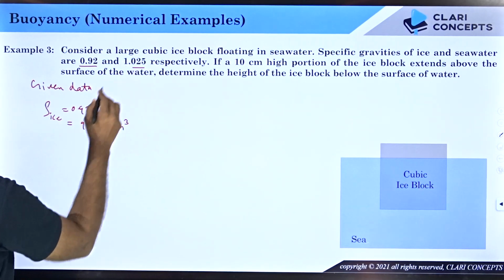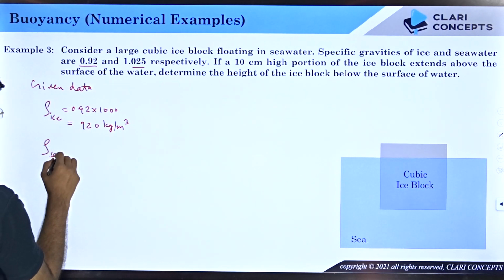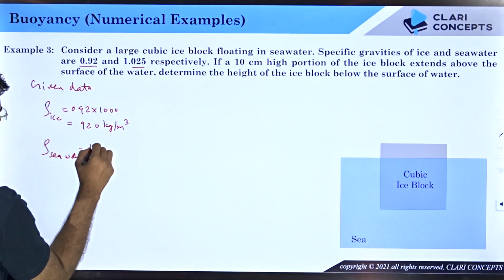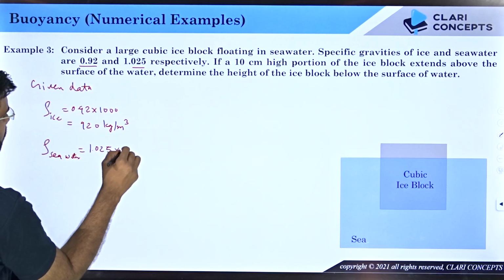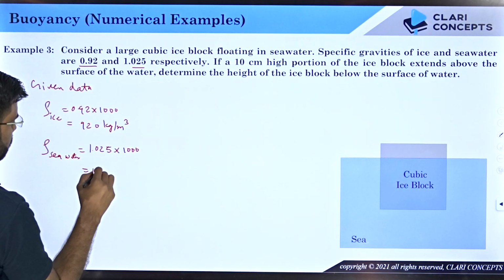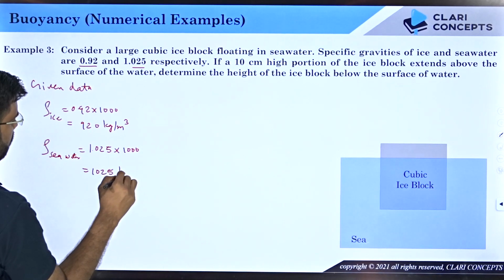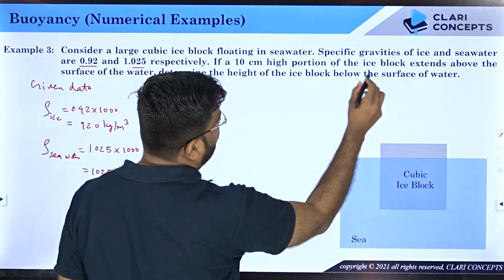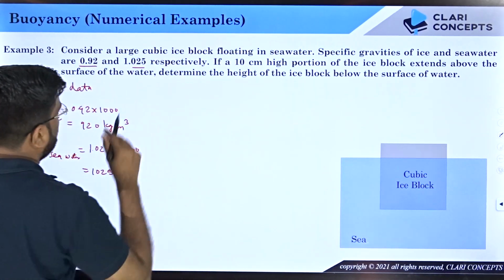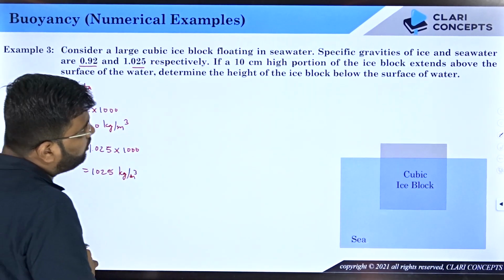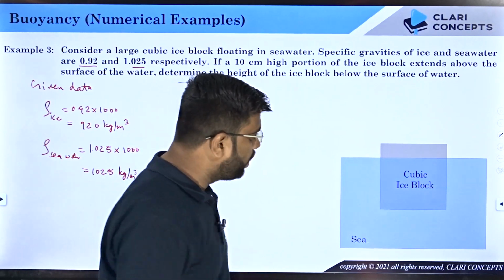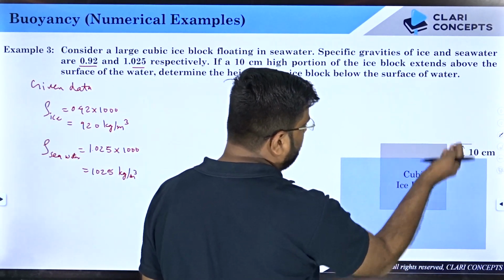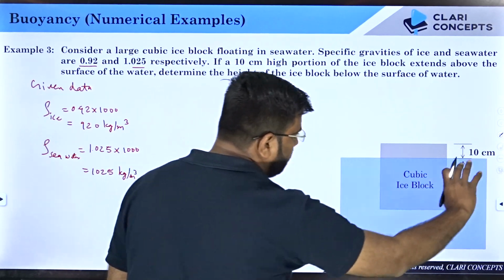Specific gravity of sea water is 1.025. So density will be 1.025 into 1000, so this is 1025 kg per meter cube. If a 10 centimeter high portion of the ice block extends above the surface of water, determine the height of the ice block below the surface of water. Very interesting question. What they are saying is the height of the ice block above the surface of water is 10 centimeter, then determine the depth of the ice block within the water.